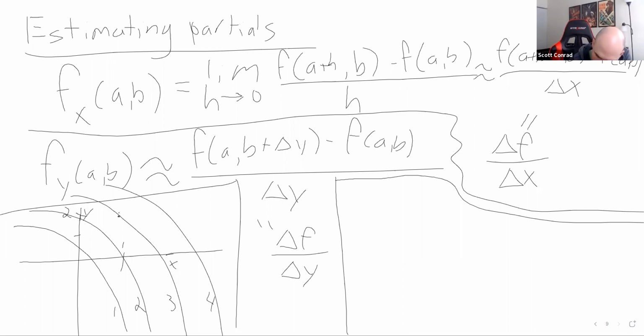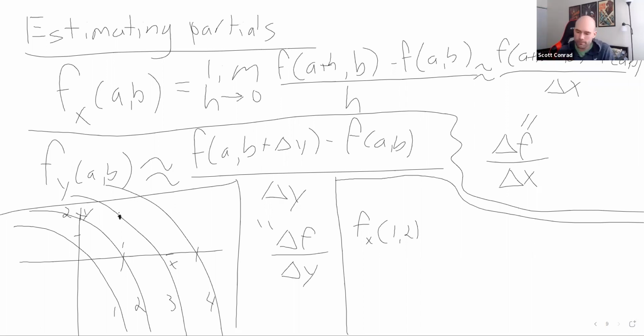And suppose we want to know the partial with respect to x at the point (1, 2), if we want to approximate it. Okay. So the only information we have are the values of points on a few level curves.